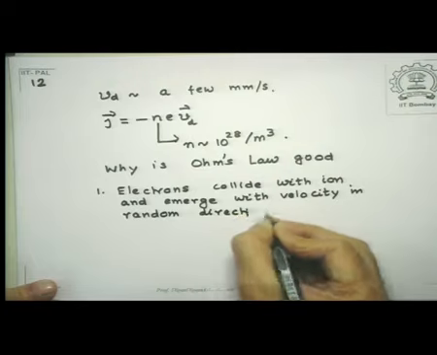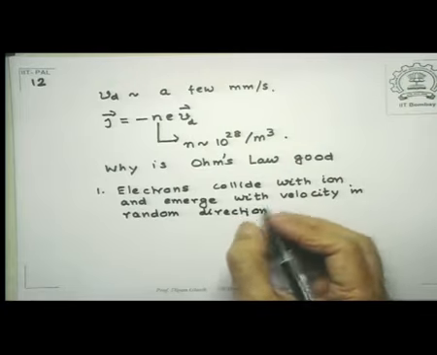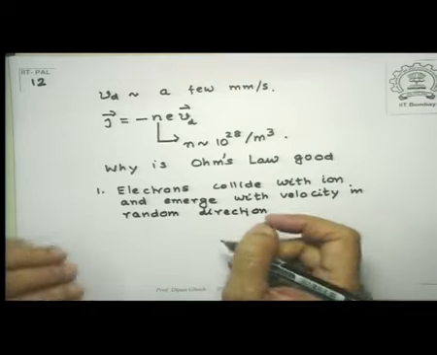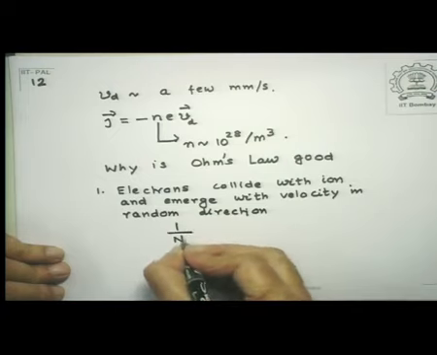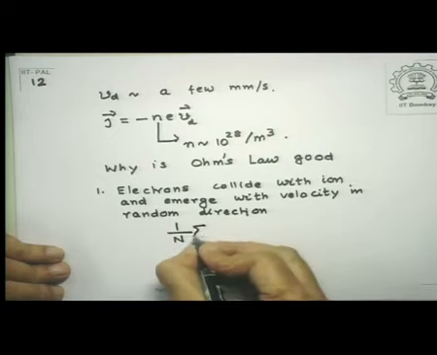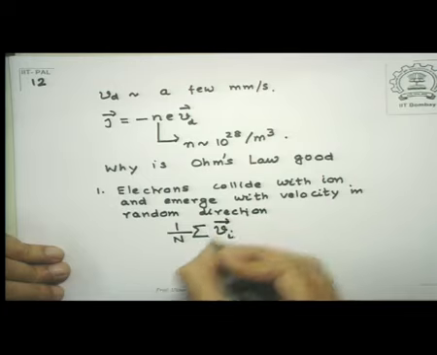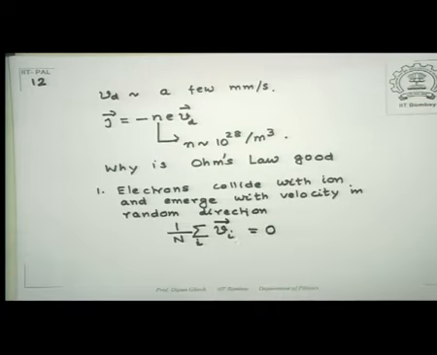Because the direction in which they emerge from collision is random, if I define an average velocity of electrons inside a material, supposing there is a capital N number of electrons in it, and the ith electron has a velocity Vi, then this quantity is 0 on an average. That is because different electrons are moving in different directions, and randomly they are moving there.